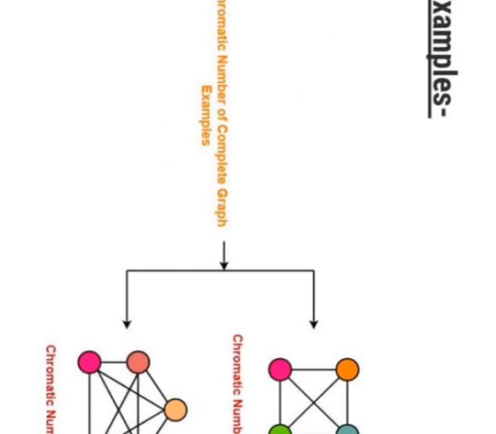This is an example of the graph. These both are complete graphs. The graph above is a square graph having 4 vertices, therefore the chromatic number is 4. The second graph is also a complete graph and the number of vertices is 5, therefore the chromatic number for that graph is 5.